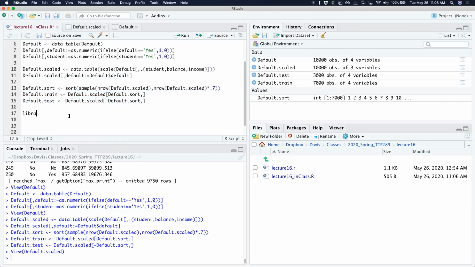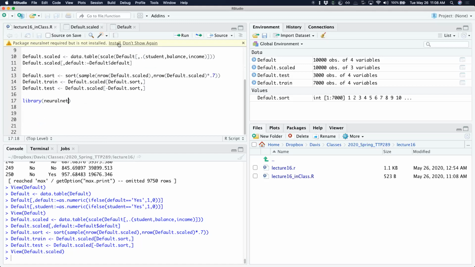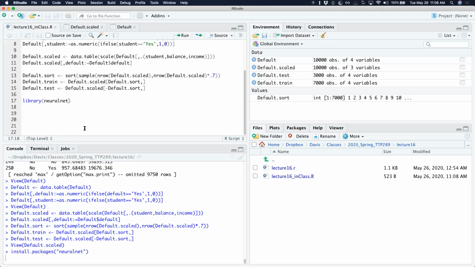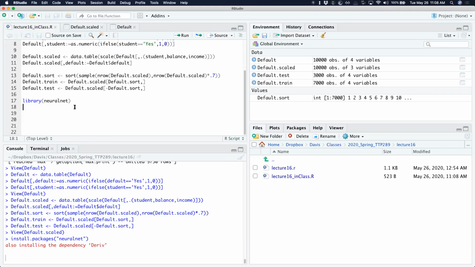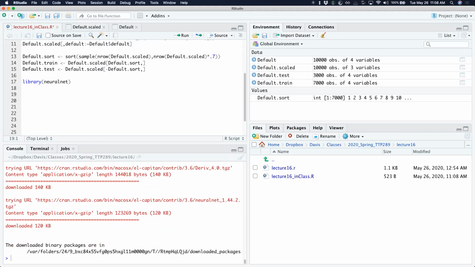Okay, so we're going to use a package called neuralnet. I have not installed it on this computer, so one moment. And while that's installing, I'll show how to run this model.